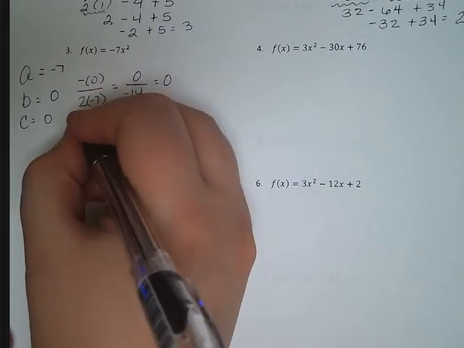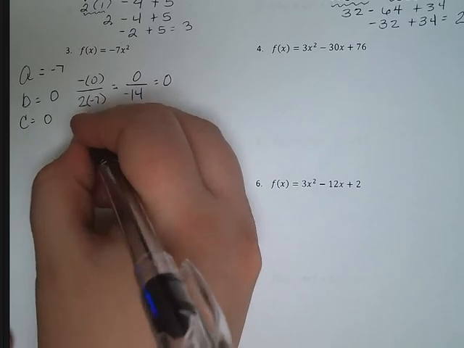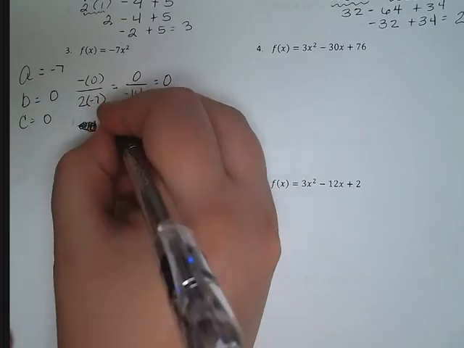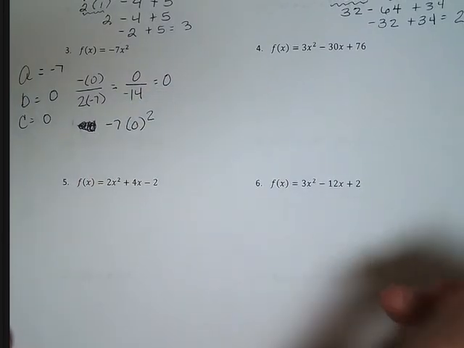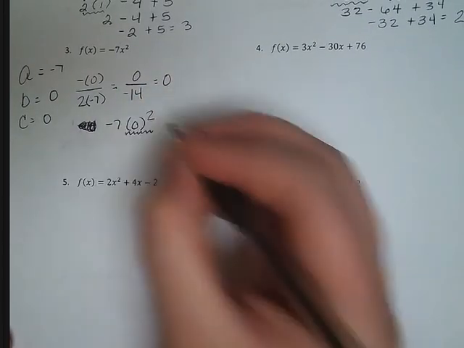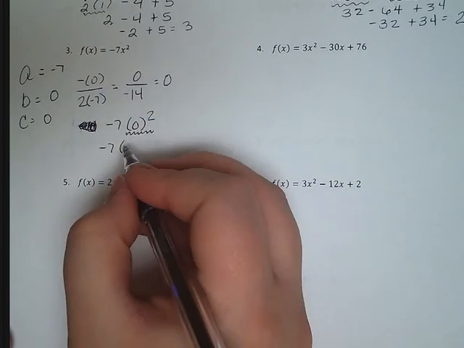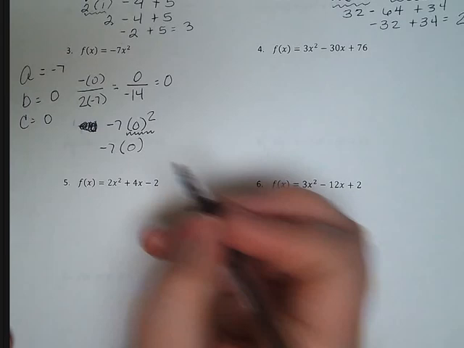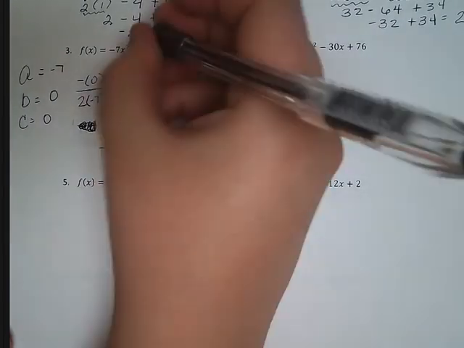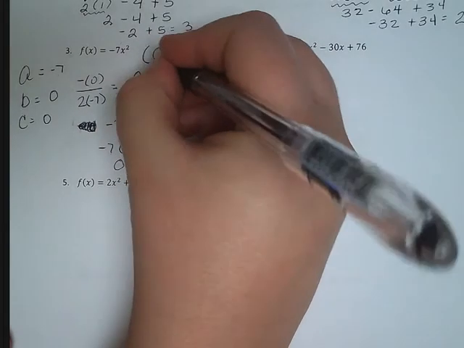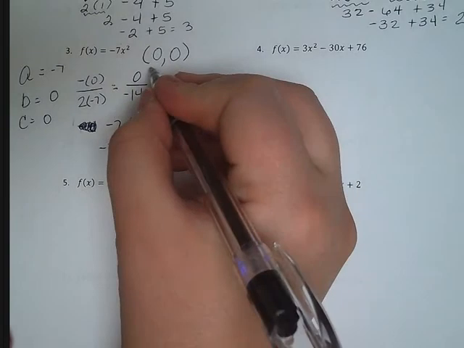So now we're going to plug in our 0 for our x. So we're going to square this first. 0 squared gives us 0. Negative 7 times 0 is also 0. So our ordered pair for our vertex on number 3 is 0, 0.